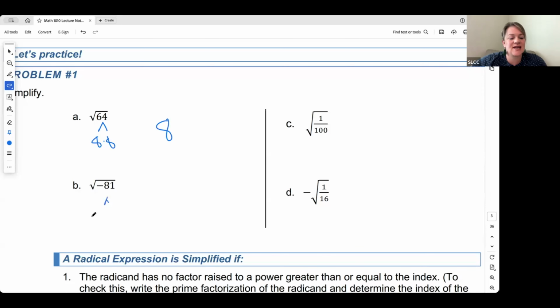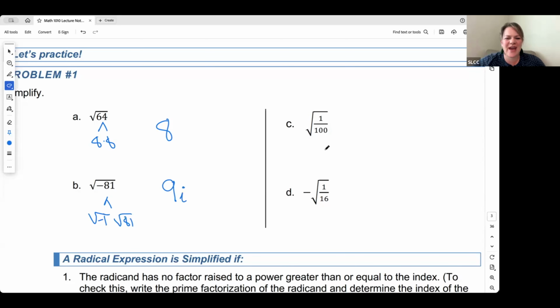What about the square root of negative 81? Well, I can change that into the square root of negative 1 times the square root of 81. And we've already learned the square root of negative 1 is i. So what's the square root of 81? 9. So this becomes 9i.